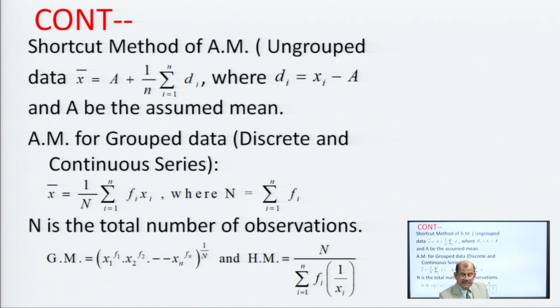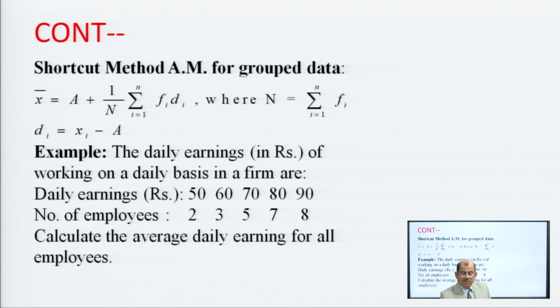Shortcut, we have already discussed the shortcut method of the individual series and grouped data and ungrouped data. Discrete series, and what do you mean by discrete series? Discrete series means numbers, points and frequencies are given. Points and frequencies are given means x is equal to 10, 20 and so on. Corresponding frequencies are given. And continuous series, what do you mean by the continuous series? Continuous series means interval and frequencies are given.